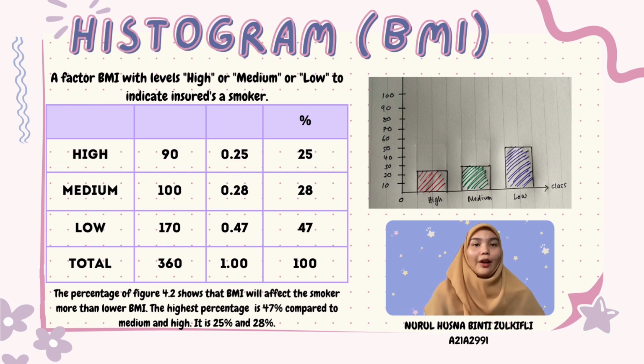So for the next graph, I choose the histogram, factor of BMI with levels high, medium or low, to indicate insurance smoker. In this graph, we can see the percentage in figure 4.2 shows that the BMI will affect the smoker more than lower BMI. The high percentage is 47% compared to medium and high, which are 25% and 28%.